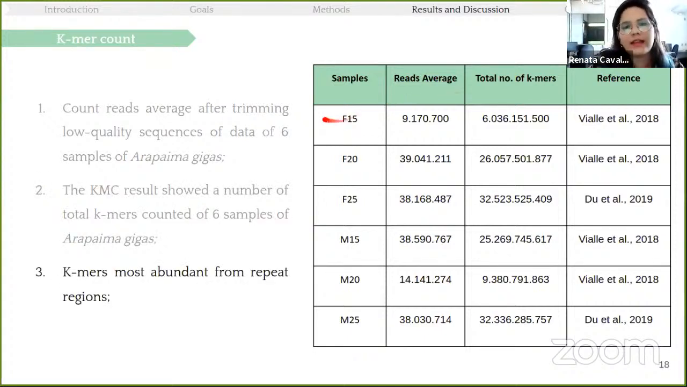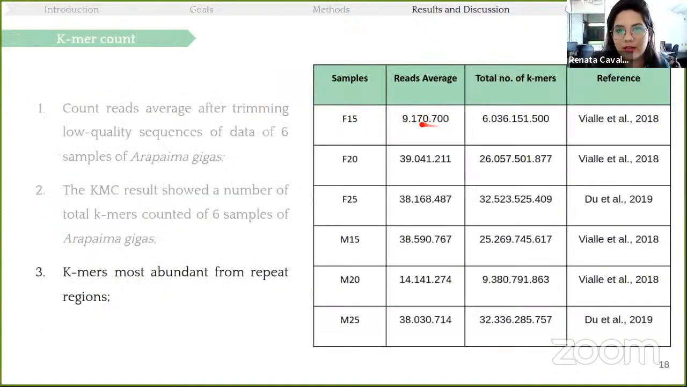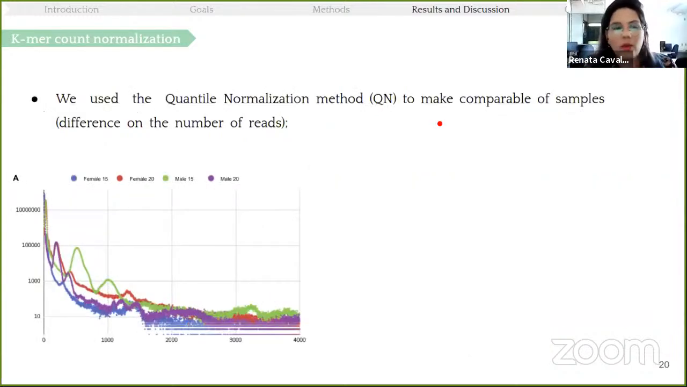And we can see the female 15 and the male 20 have a lower number of reads and a lower number of K-mers compared with the other samples. And as I said previously, the most abundant K-mers were from repeated regions. Because of this difference between the number of reads and K-mers, we normalized the data using the quantile normalization method to make the samples comparable among them.